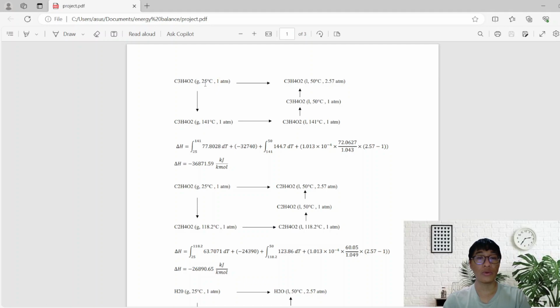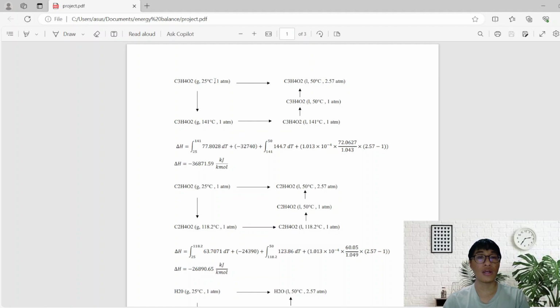So, and then after that, it will undergo temperature increase until 141 degrees Celsius, which is the boiling point for acrylic acid. Then after that, it will undergo phase change from gas to liquid, and then undergo temperature drop from 141 degrees Celsius to 50 degrees Celsius, and finally, it will undergo pressure increase from 1 atmosphere to 2.57 atmosphere.